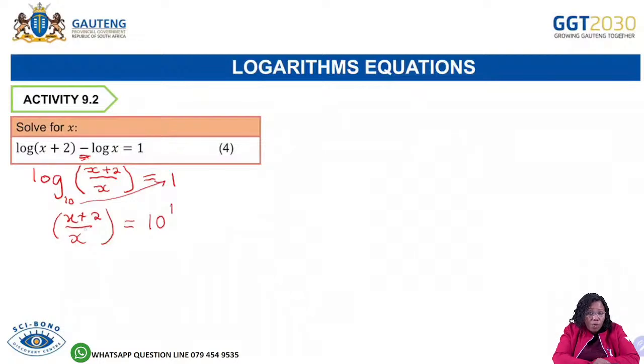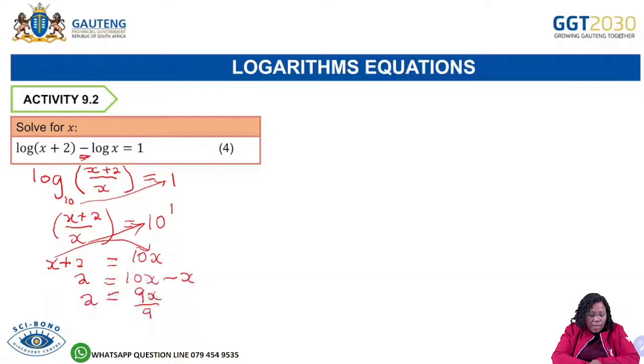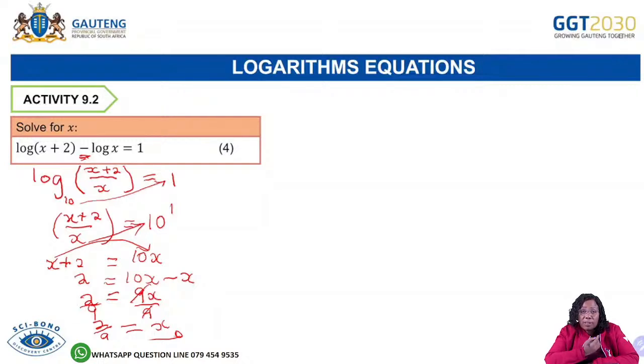And now we can cross multiply. This will be x plus 2 is equal to, cross multiplying this x with 10, that will be 10x. And then now the 2 is equal to 10x minus x. We are transposing this x to this side, it will be minus x. And then we end up with 2. 10 minus x is 9x. Then we divide both sides by 9. So our x will be equal to 2 over 9 because a 9 will cancel a 9 there. So that is the solution of x, grade 12.